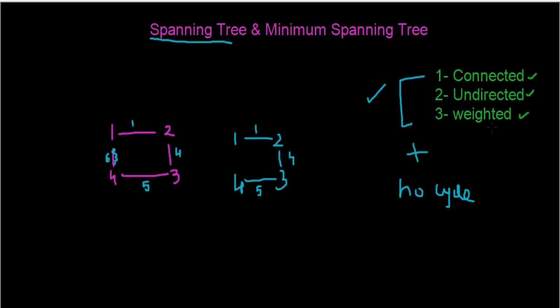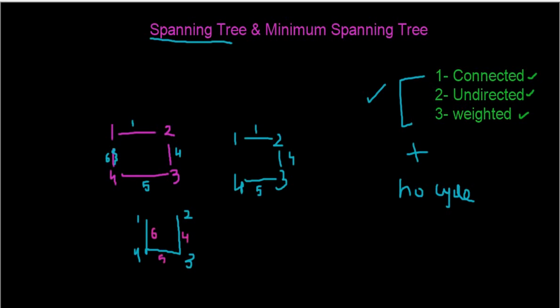This one is a connected, undirected and weighted graph, and it also does not contain any cycle. So this is one of the spanning trees of this graph. We need to find all of the spanning trees of this graph. One more spanning tree can be like this: from 1 to 4, 4 to 3 and 3 to 2. The edge from 1 to 4 costs me 6, this one costs me 5, and this edge costs me 4.